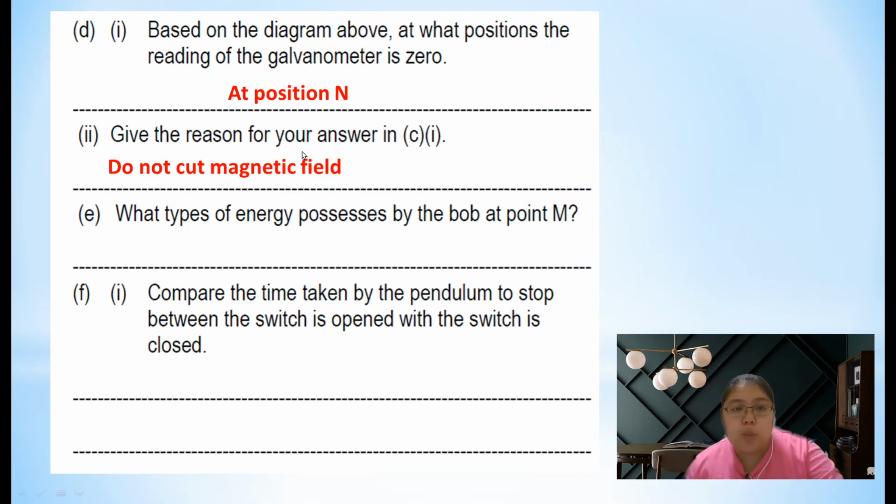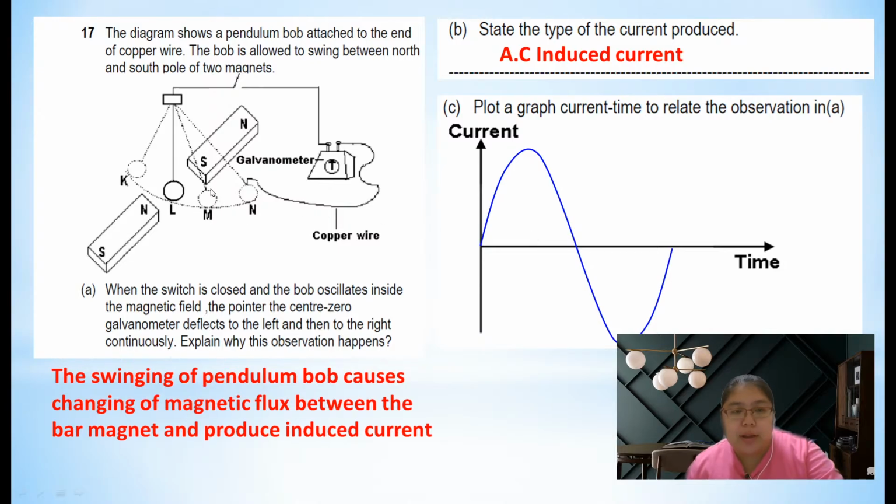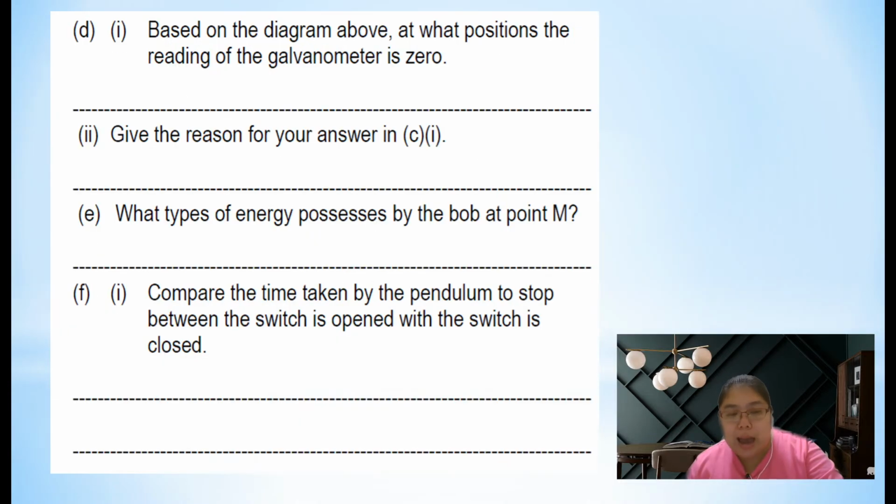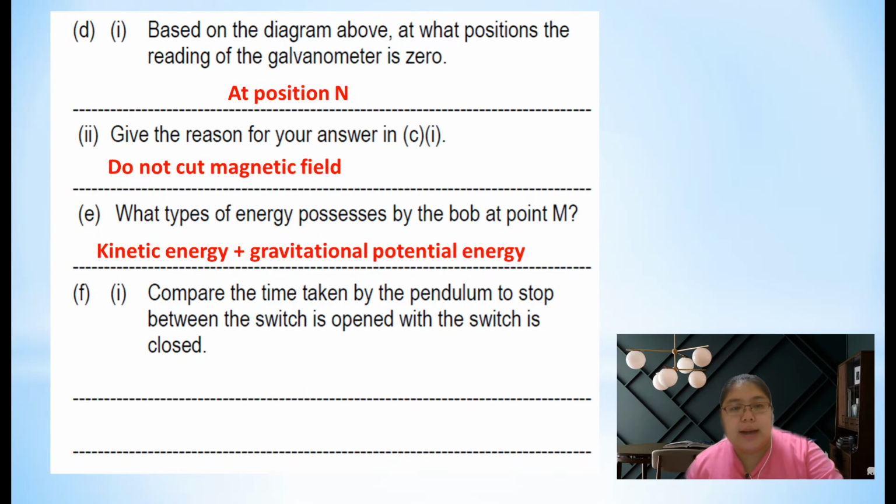E, what type of energy is possessed by the bob at the point M? Okay, let's see the point M. Okay, point M, they tell you what energy is here. So point M is not the lowest one. They moved up a little bit. So we find that at M, we have kinetic energy and also gravitational potential energy. Okay, this one is the energy they possess at the point M. Okay, let's see the answer. Kinetic energy and gravitational potential energy.